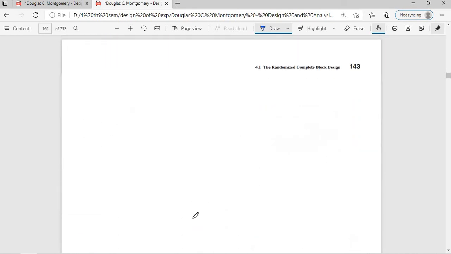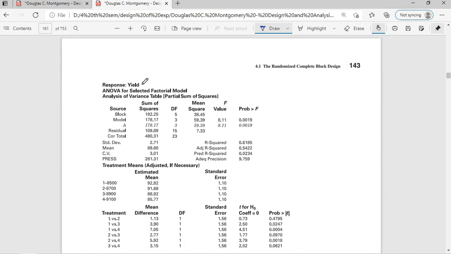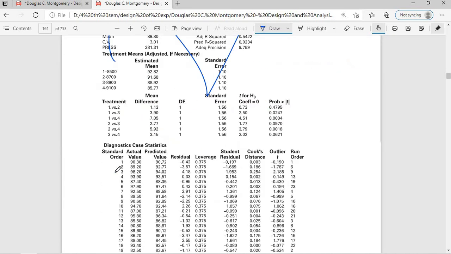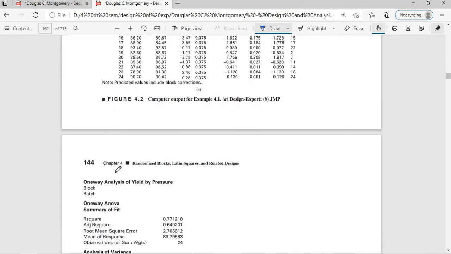Something you can do like this. These are the JMP results. You can do it from any software, but here I showed it in our software.